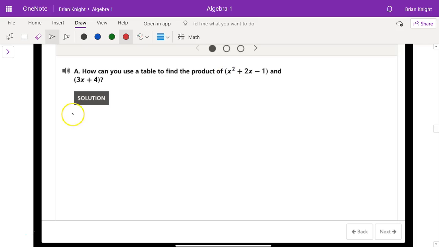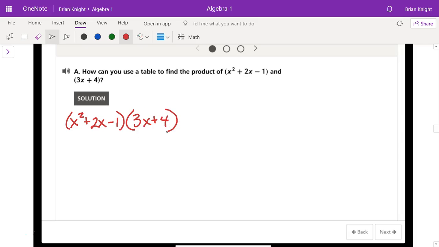Okay? So we have x squared plus 2x minus 1 times 3x plus 4. Now, we are multiplying. Does it matter what order you multiply? No. So if you wanted to move this into the front, you can. It's okay. All right? But right now, I'm going to distribute how many different things? If this is in the front, how many am I going to distribute? 3. Okay? 3 of them.